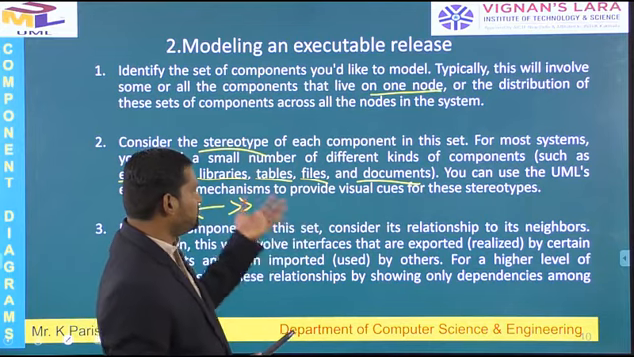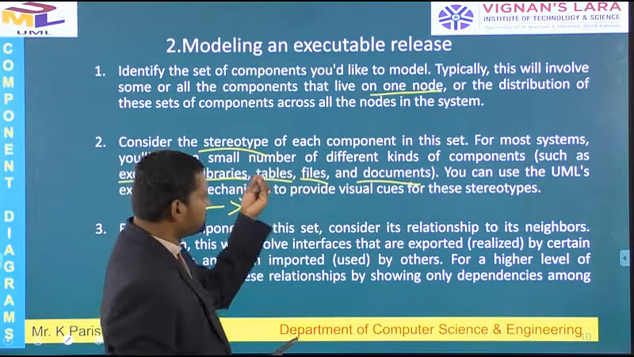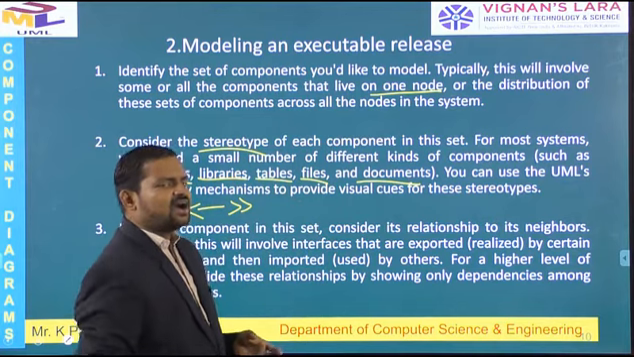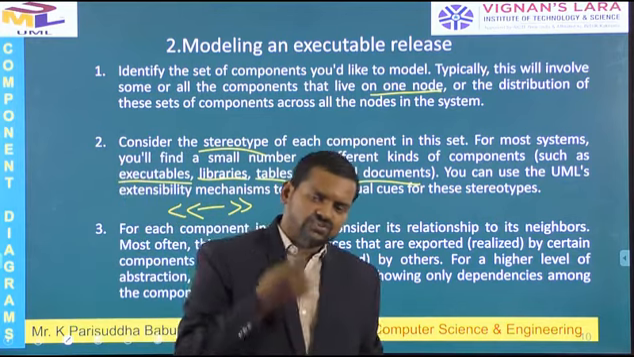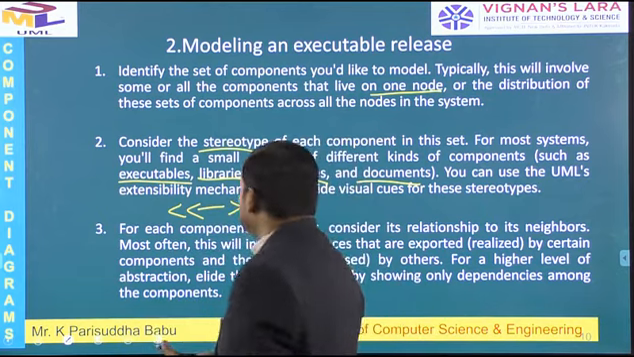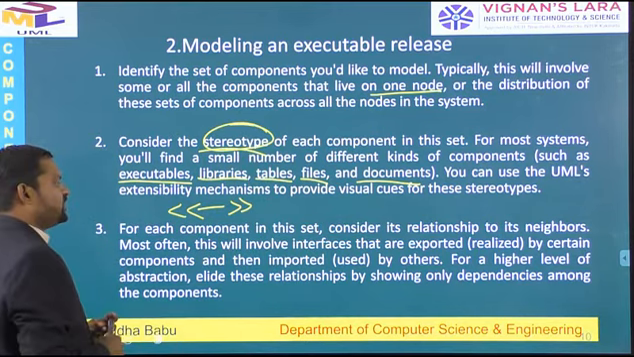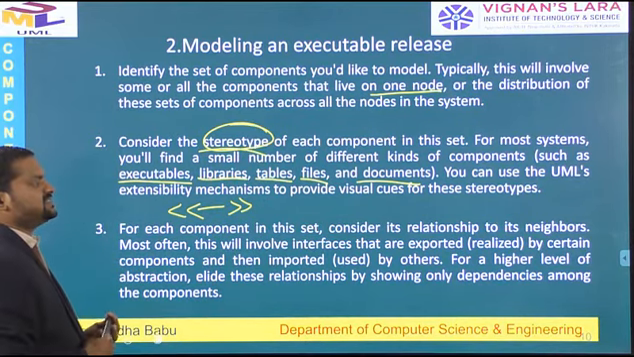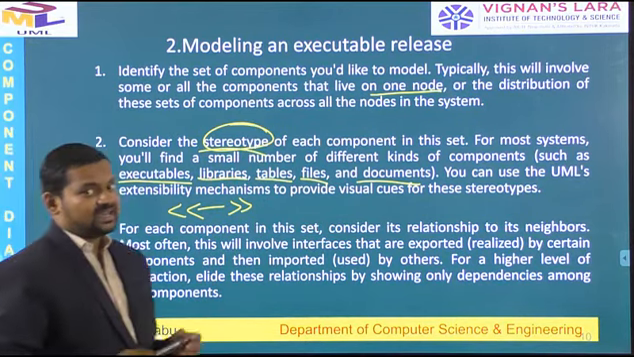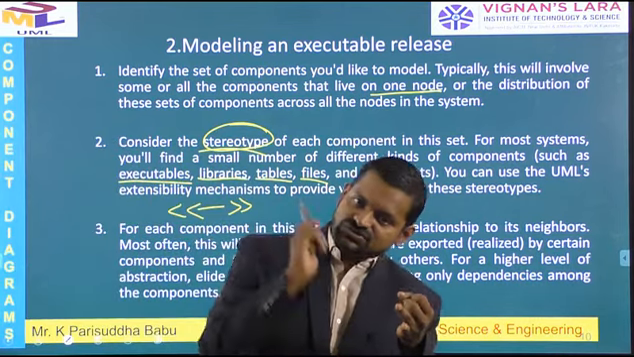For every system you may have all these. Some systems may contain many tables, some may contain documentation, or source code, or executable code. That code or information you found, you also represent with some stereotypes. And for each component in this set, consider its relationships. First identification, and after identification, provide some stereotypes.